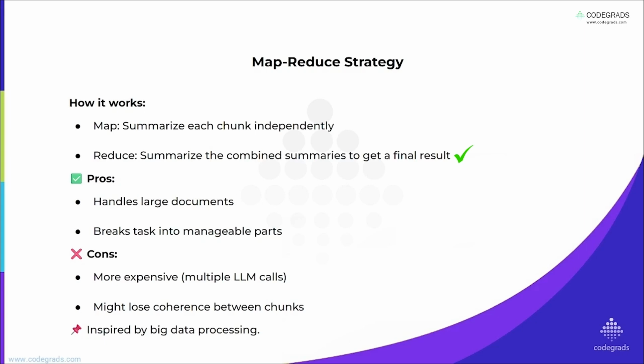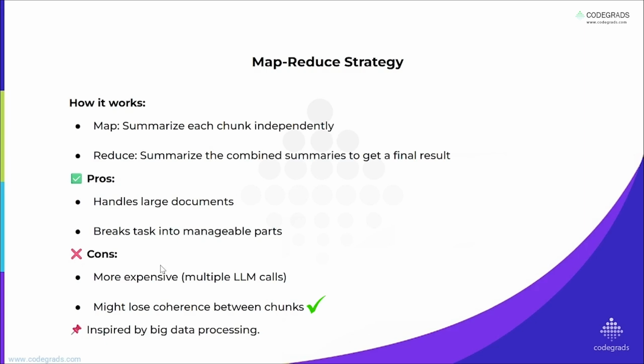Its advantages are that it handles large documents and it breaks tasks into manageable parts. It is also parallelizable, so you can remember this advantage. Now, the cons are that it is more expensive as multiple LLM calls are involved. As we are summarizing each chunk using the LLM, suppose 5 chunks are there, so we are calling the LLM 5 times. And again, for the final summary of all the collective chunk summaries, we call the LLM again. So if we are creating 5 chunks, then we are calling the LLM 6 times. So it can be more expensive as compared to stuff.